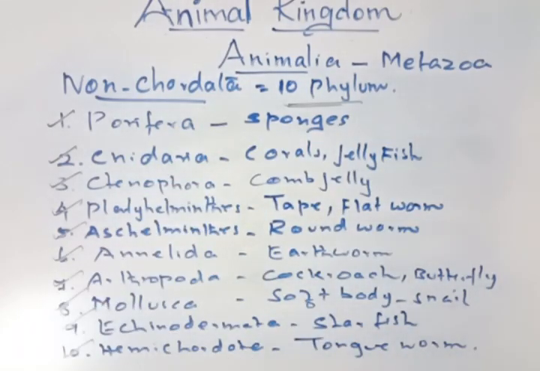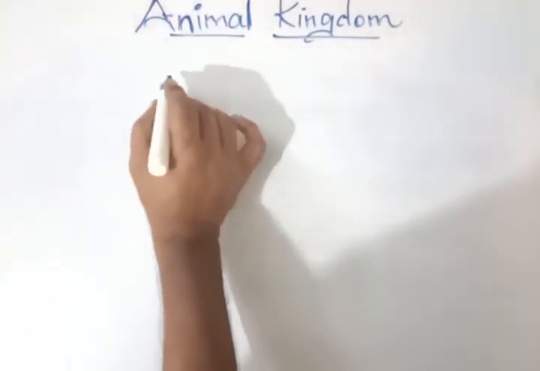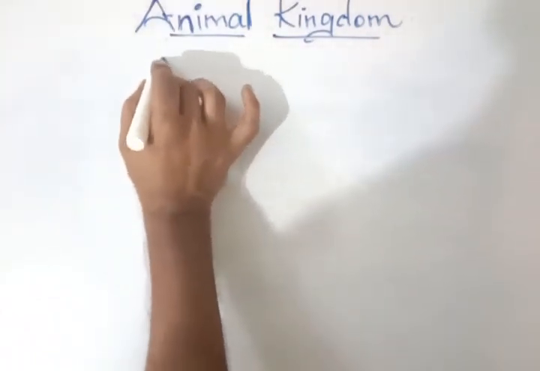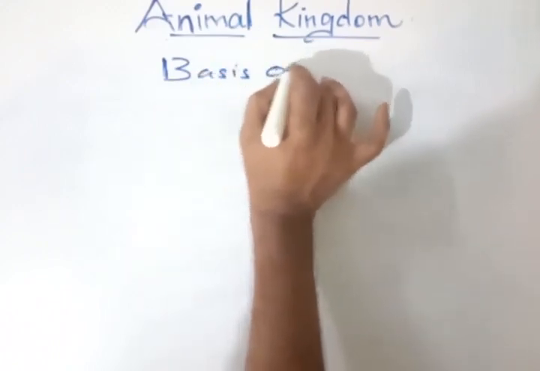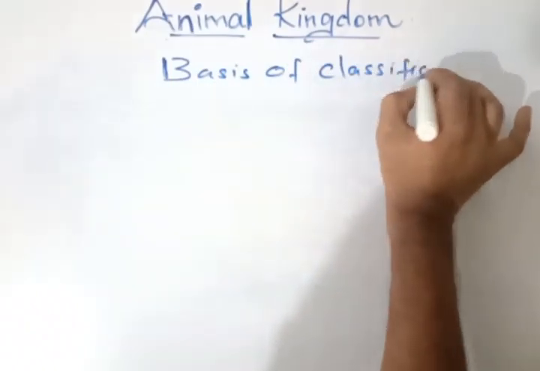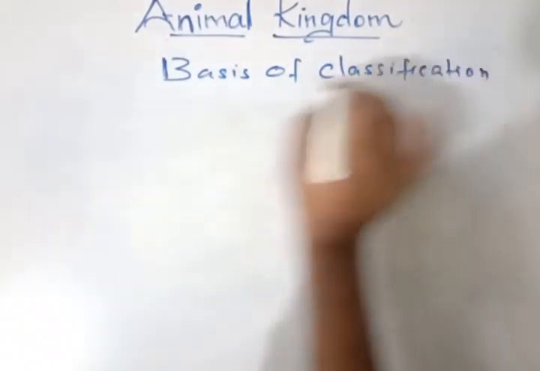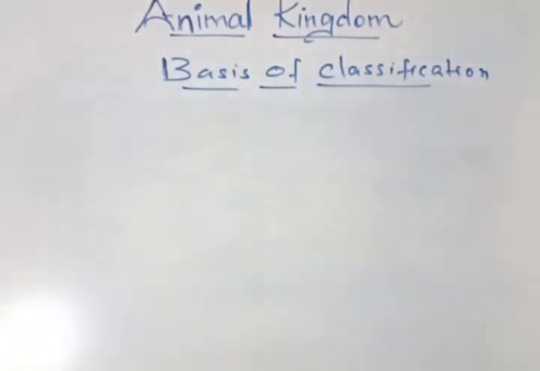Clear? Right. So now we will talk about the actual content which is there in your book. Before that, you have to understand this, and then you enter into the other content. Now we will study the first topic, called basis of classification. So this is the first topic that we are going to discuss.